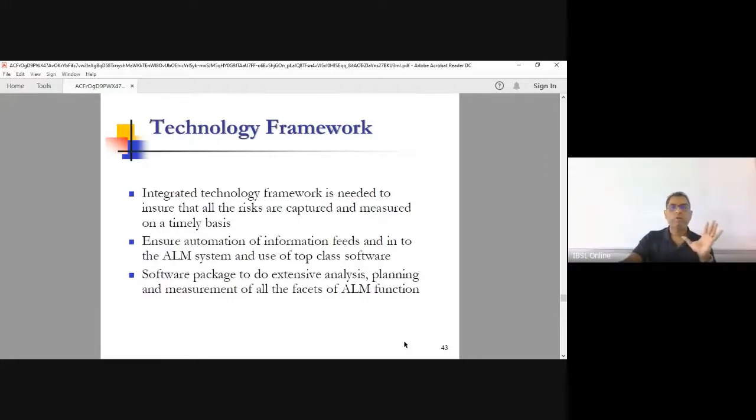So the basic technology framework is basically the technology you have. I know companies that have different systems for everything. For their front office operations, they'll have one. For their back office operations, they'll have one. For their corporate banking system, they'll have one. For retail banking, they have one. So it's not integrated. It's not capturing the risk from all over the place.